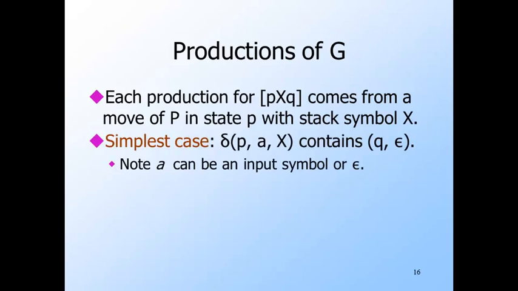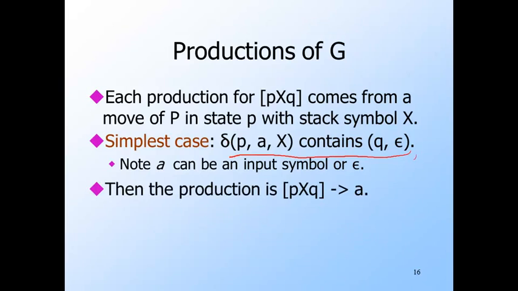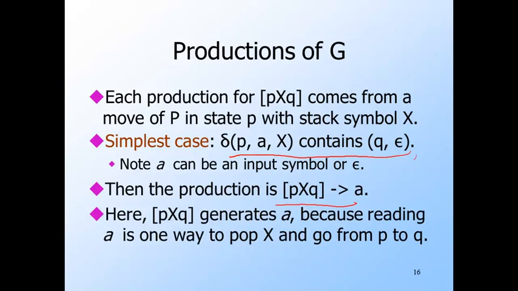The easiest case is that of a rule that says in state p with input a, which could be epsilon or a real symbol, we pop X. That's that. There, X is replaced by 0 symbols. Then there is a production [pXq] goes to a. The reason this is correct is that reading only a is one way to have the net effect of popping X while going from state p to state q.